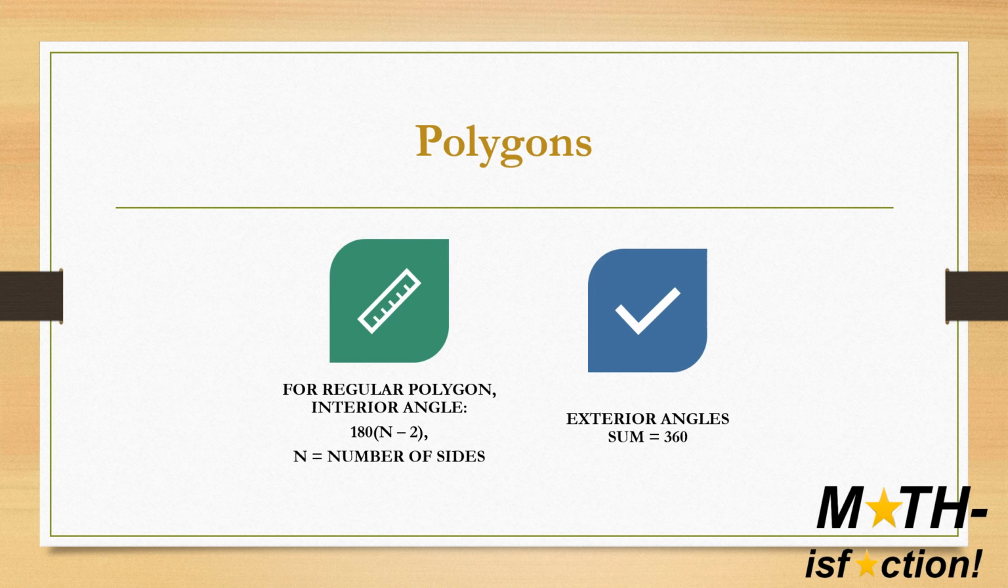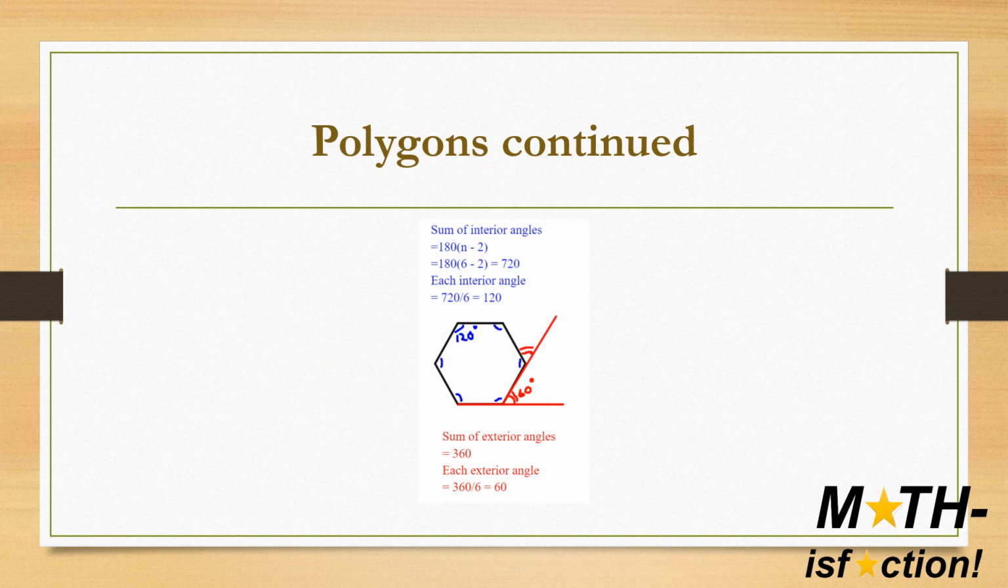Polygons, a couple of things to note. Interior angle formula and that exterior angles sum to 360 degrees. And here's an example.